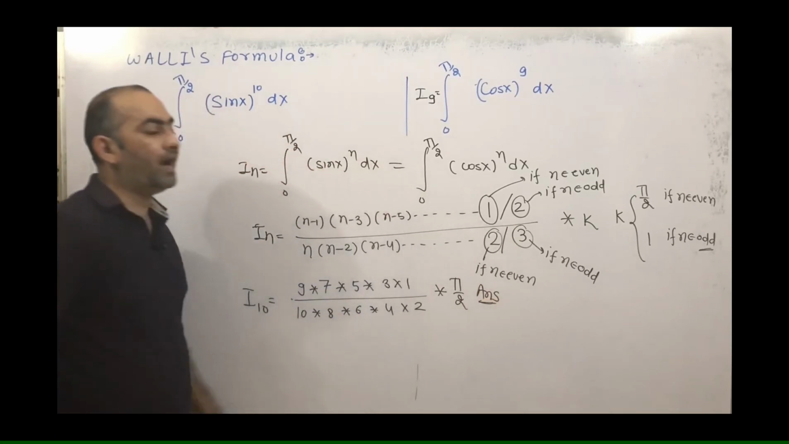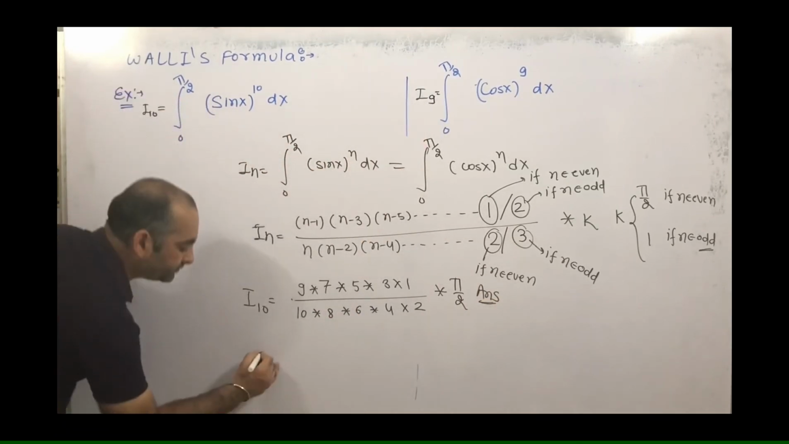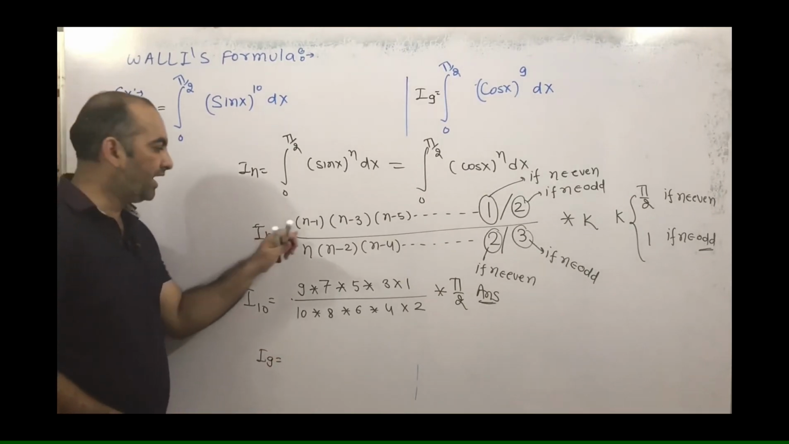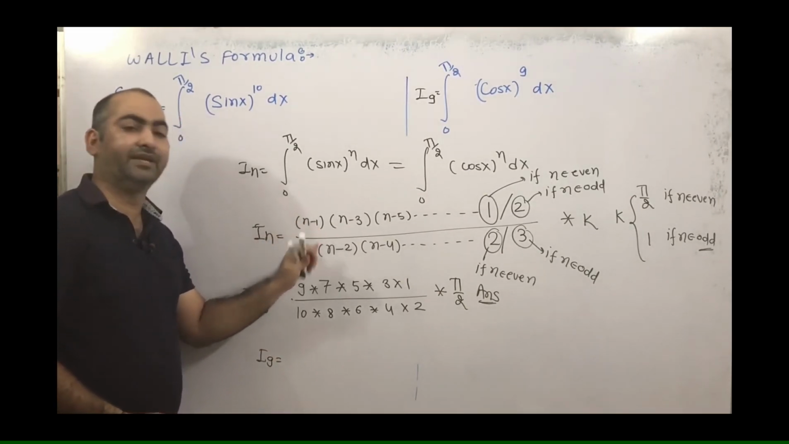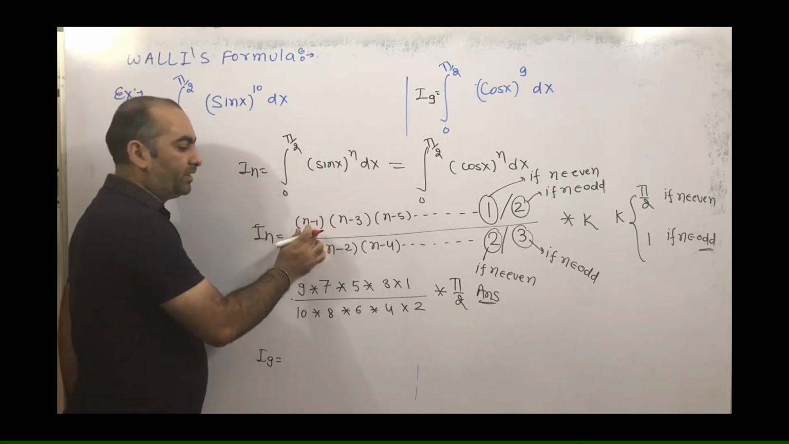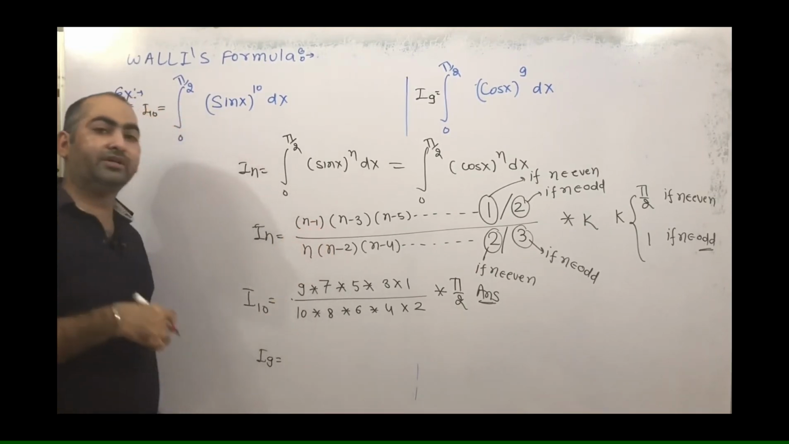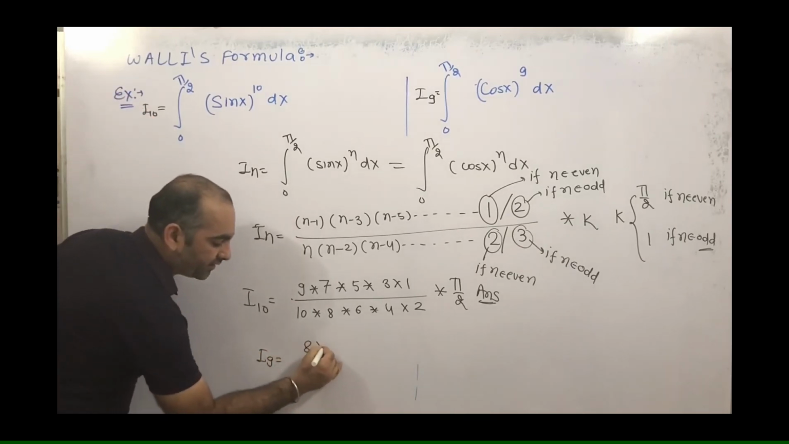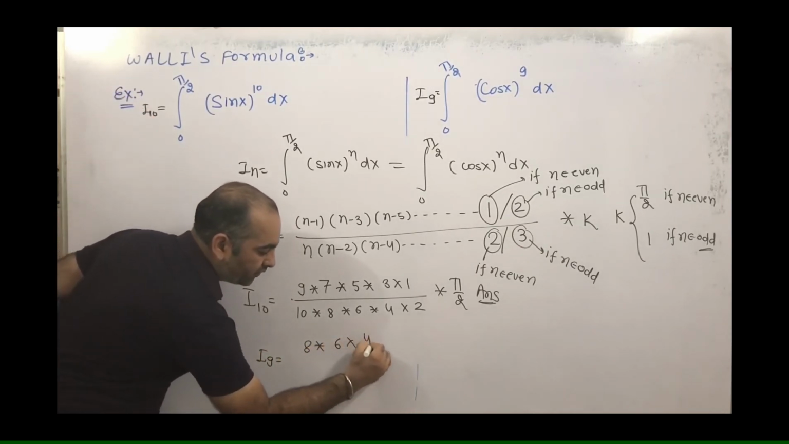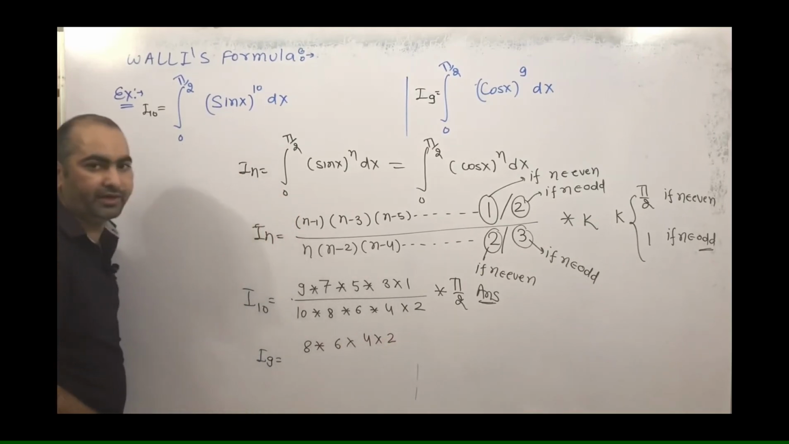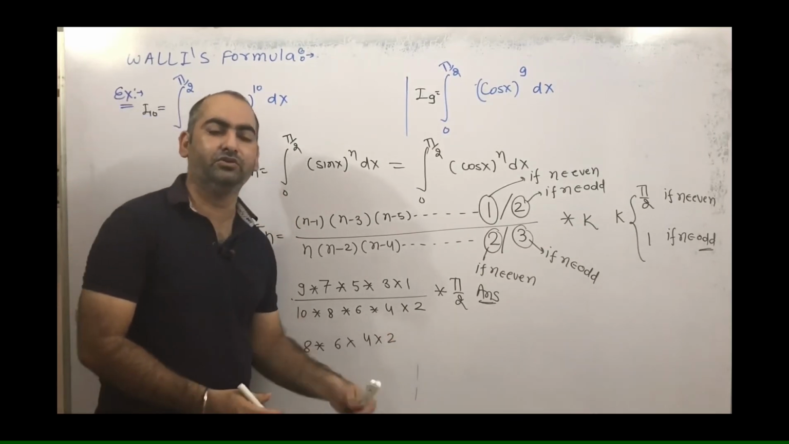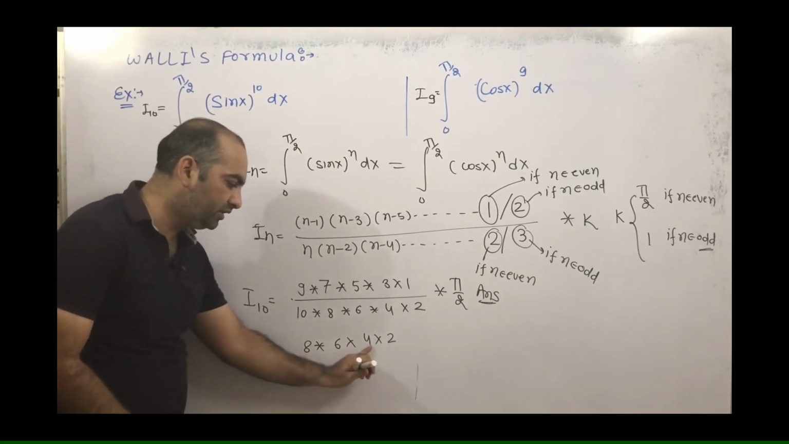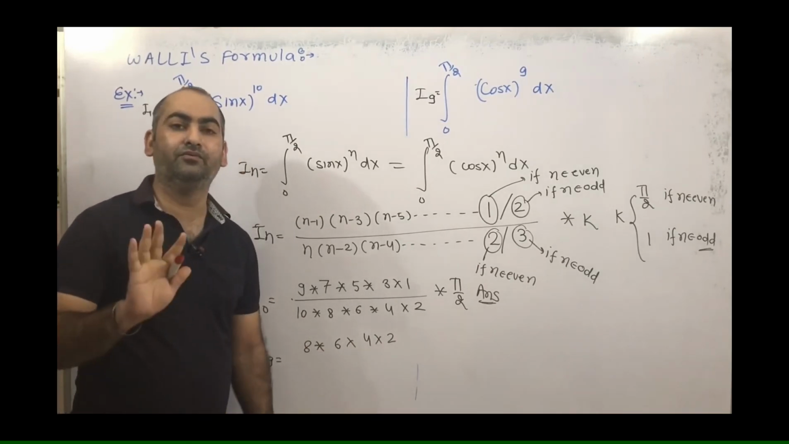Now I9. What will come for I9? If you put 9 minus 1, that is 8. So the numerator is coming as an even number, starting from 8. So first we have to write the numerator here. So 8 into 6 into 4 into 2. Till 2 we have to write. If I write the next term, 0, everything will be 0. So till 2 only we go. How many terms are coming? 1, 2, 3, 4. Then the denominator also will have 4 terms.